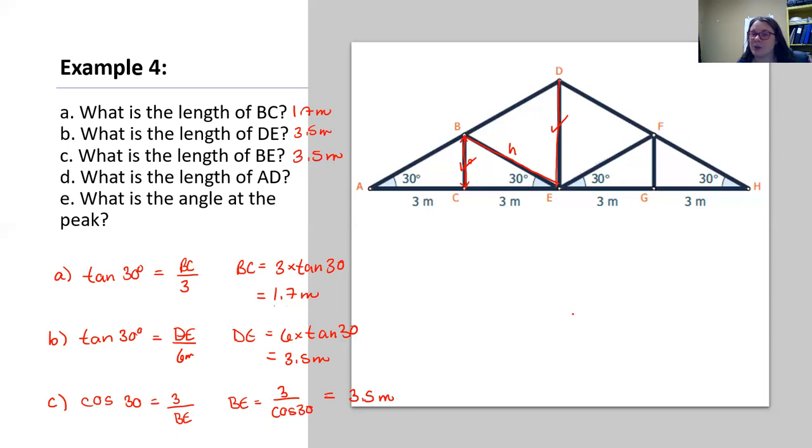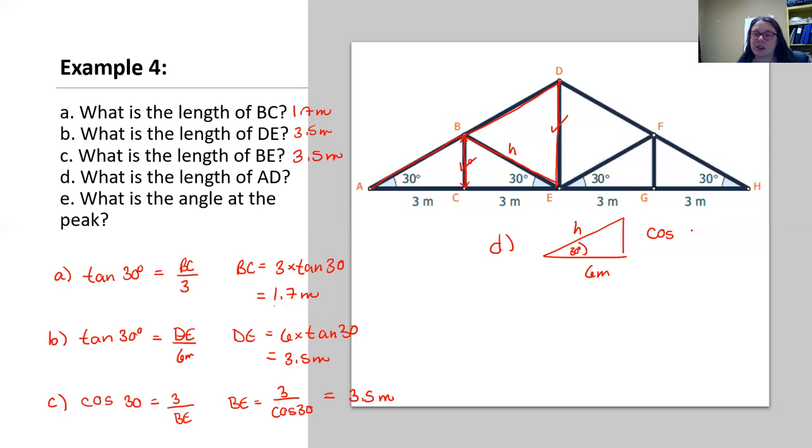Okay. And then finally, I want to know what's the length of AD, this one. So AD, I know here, oh, let's resketch the triangle. So this is AD. I want to know what's that. That's our hypotenuse. I know we have 6 meters here, and I know we have 30 degrees here. So I'm just resketching the triangle. Might make it a little easier for you to see. So that means it's adjacent, so we're going to use cosine again.